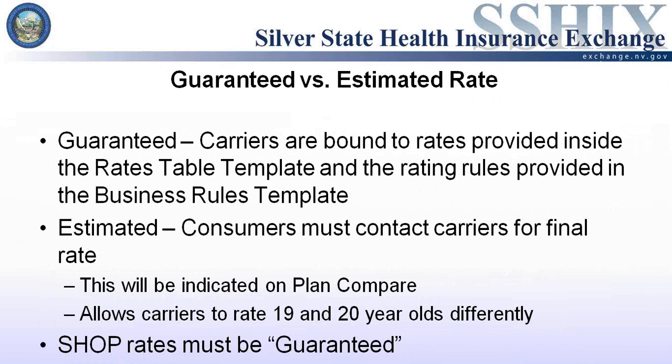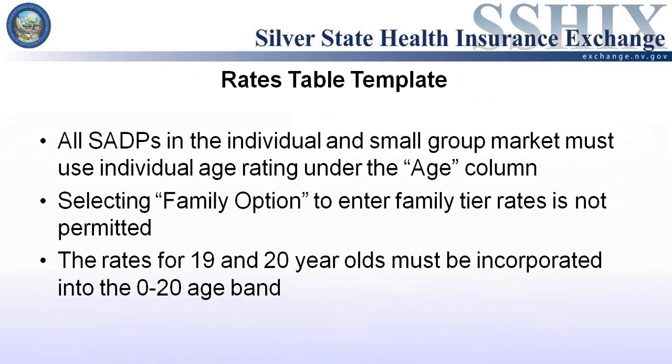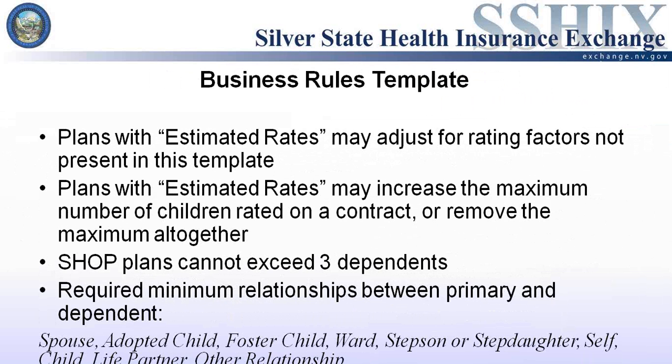So there is an option for carriers, and this option is on the business rules template, to say that you're going to use estimated rates rather than guaranteed rates. Selecting that option of estimated rates allows dental carriers to have different rates for 19 and 20-year-olds. It also gives you some flexibility, and I'm going to move forward to the business rules template slide. It also allows flexibility to, let's say, charge for more than 3 children on the plan.